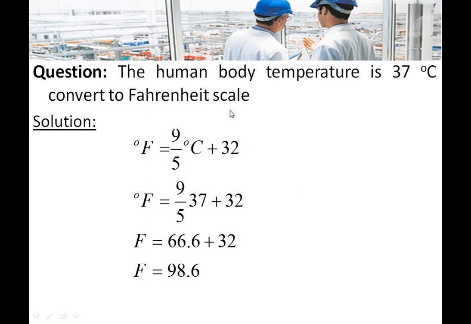And the body temperature is 37 degrees centigrade, and you need to convert it into the Fahrenheit scale. This is the question. As per the formula, if you substitute 37 in this formula, we get around 98.6 degrees Fahrenheit. So this is our average normal person body temperature.